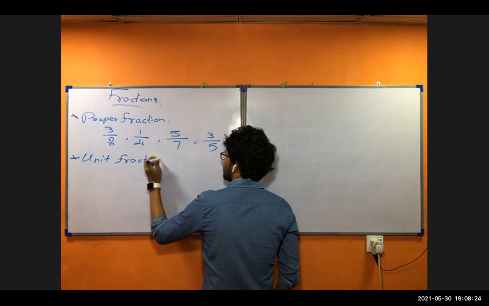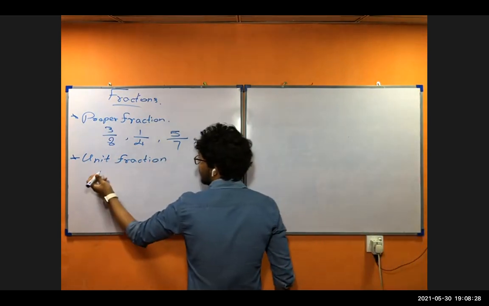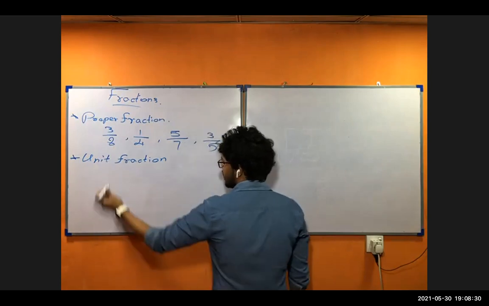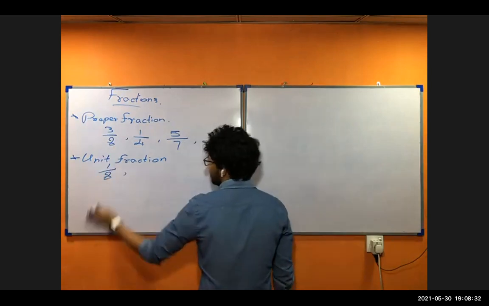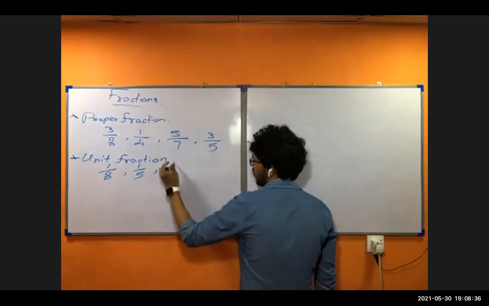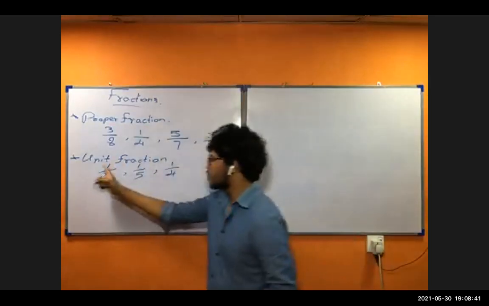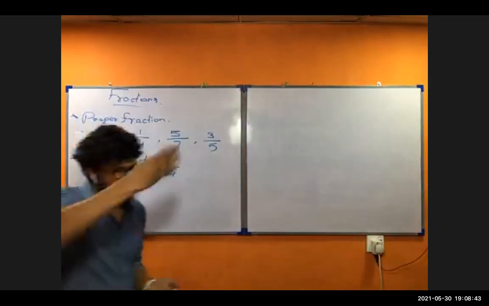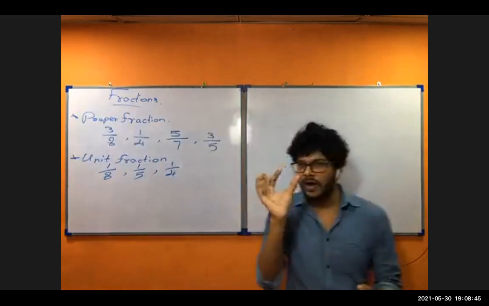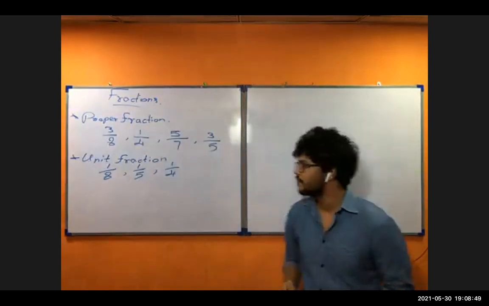Then the next concept, unit fraction. If the numerator is 1, we call it a unit fraction. So 1/8 is a unit fraction, or 1/5, or 1/4, or whatever. All these are unit fractions, where the numerator is 1. That means you cut into certain pieces and you take one piece, and that one piece represents a unit fraction.